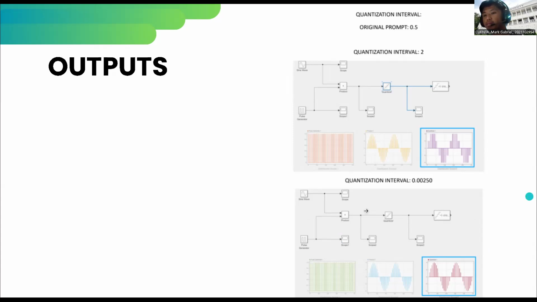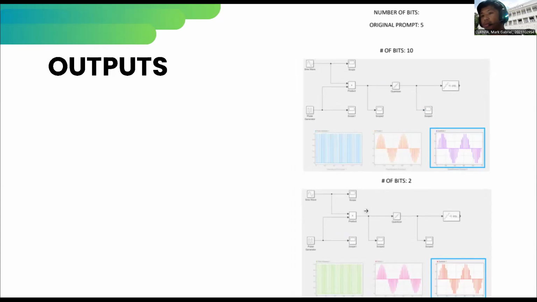Next is the number of bits, wherein what I observed in this parameter is that the number of bits shows how many quantization levels are available. So more bits, like in my sample of 10, means more levels. In this sample, it is 2 raised to 10, which is equal to 1024 levels, and smoother and more accurate signals.